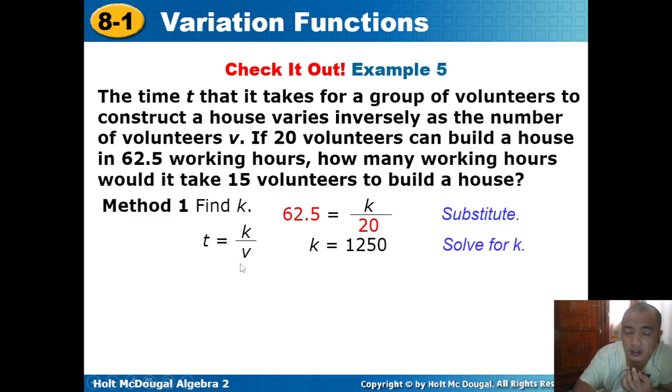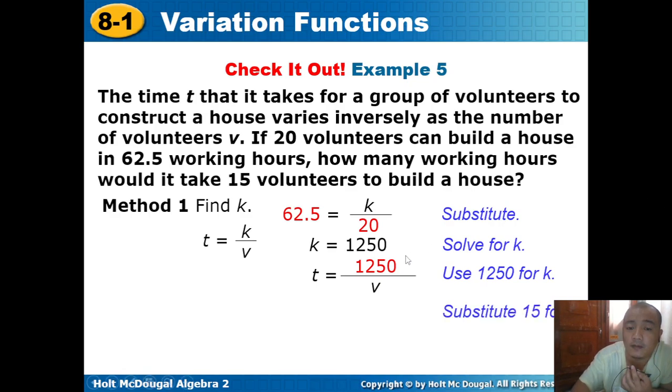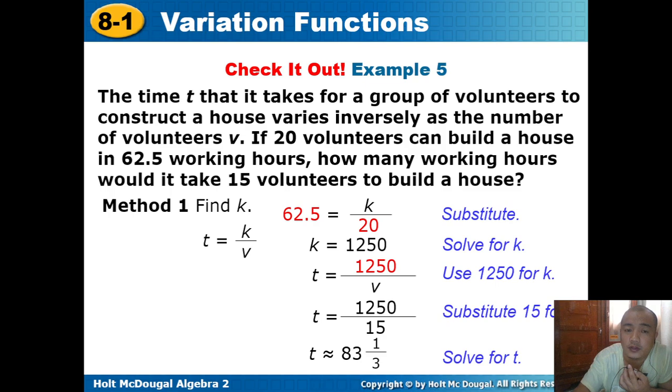Substitute k here in the equation of variation. t equals 1,250 over v. Now the question is, how many working hours will it take 15 volunteers to build the house? So t, hanapin natin yung t, is divide 1,250 by 15. Therefore 83 and 1/3. So it will take the 15 volunteers 83 and 1/3 hours to build the house.